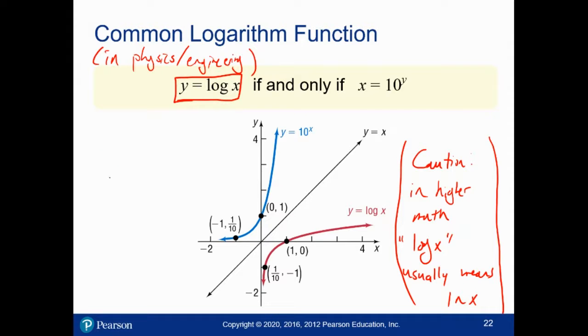Another one that gets used in computer science and certain applications is called the binary log. So y is log base 2 of x. There's no special symbol for it. It's just the logarithm of base 2, sometimes called the binary logarithm. So common logarithm, base 10. Binary logarithm, base 2. Natural logarithm, base e.